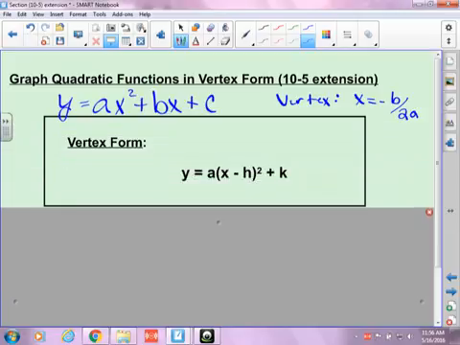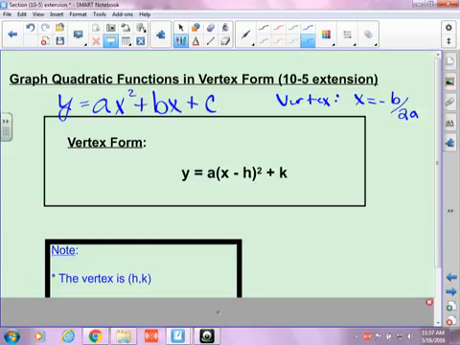Today what we're going to do is something called vertex form. Okay, same type of graph. It's still a quadratic. It's just a little bit easier to graph. And you'll see why in just a minute.